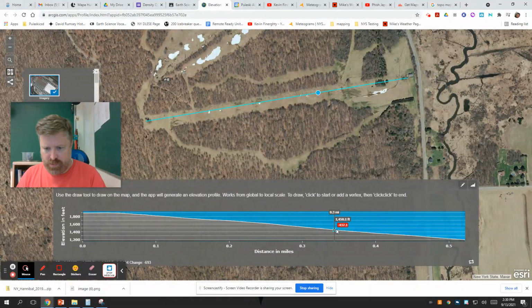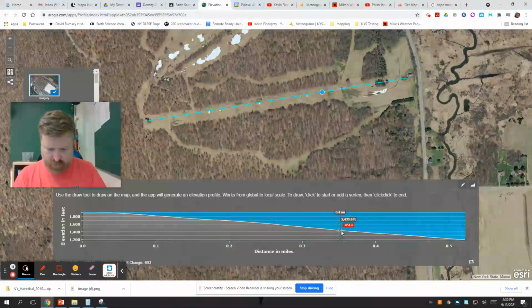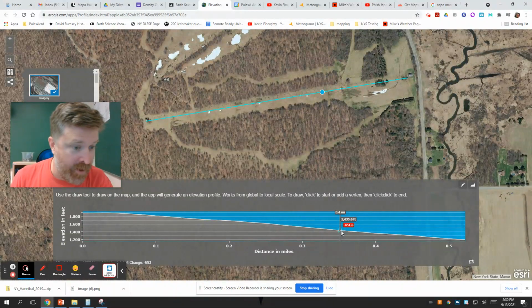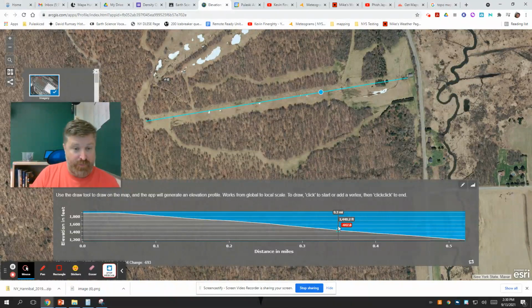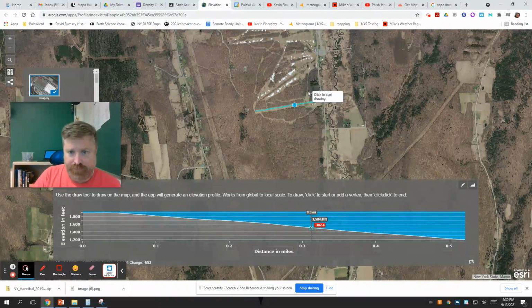Over those 3/10 of a mile, so this is 1,485 feet per mile. A lot steeper mathematically. How many feet per mile does this go down? It goes way down. It's a Black Diamond ski slope. It's one of the harder ones they have there.